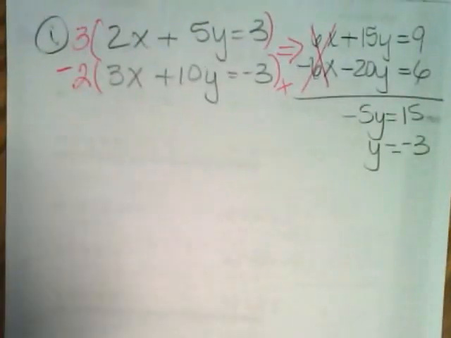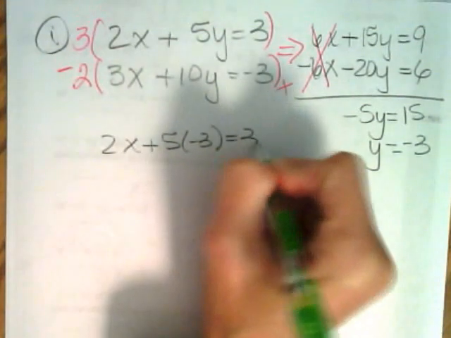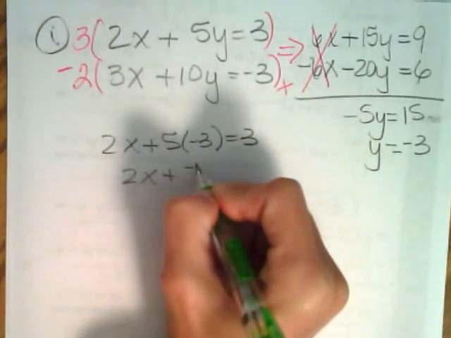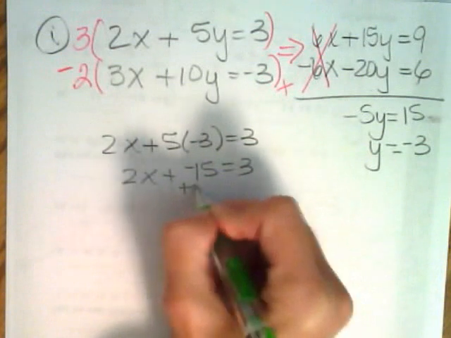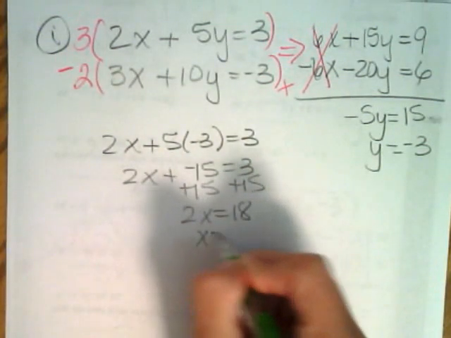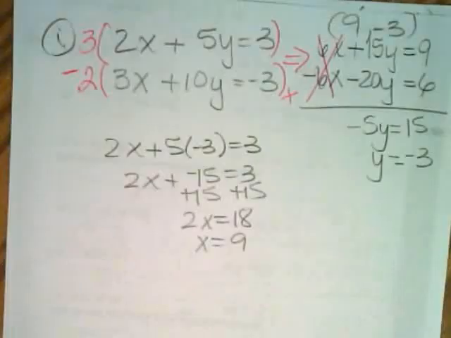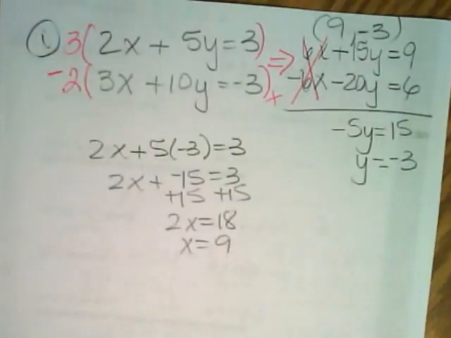So now plug in negative 3. So 2x plus negative 15. Get rid of 15. So 2x is equal to 18, so you know x is 9. And I forgot to write my ordered pair. Again, you can go back and replay any of this to make sure you understand it.